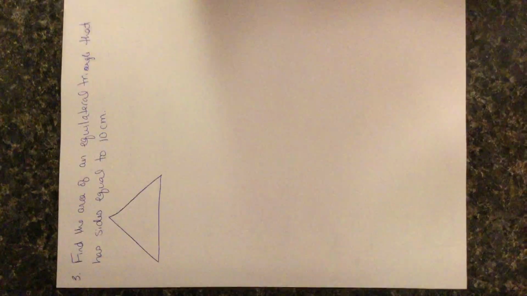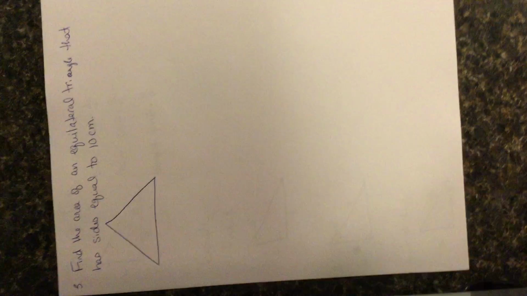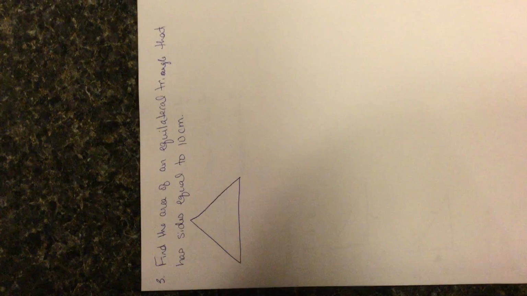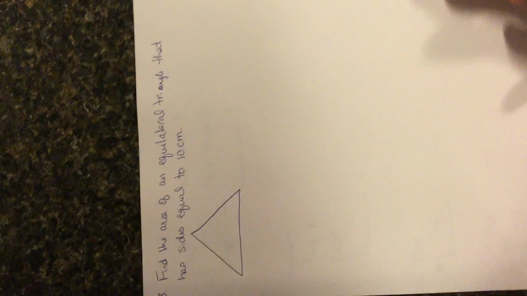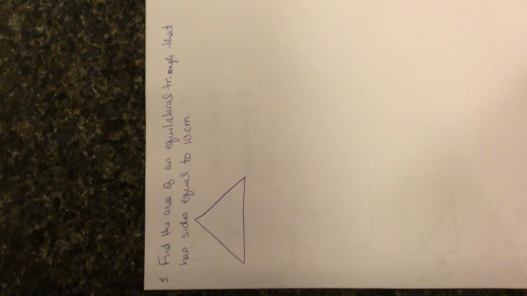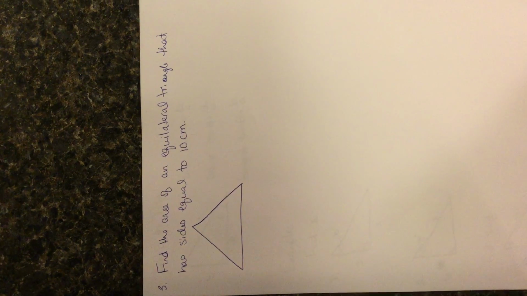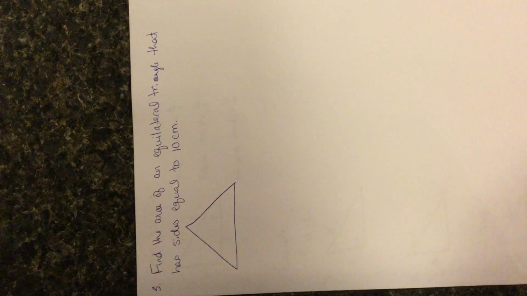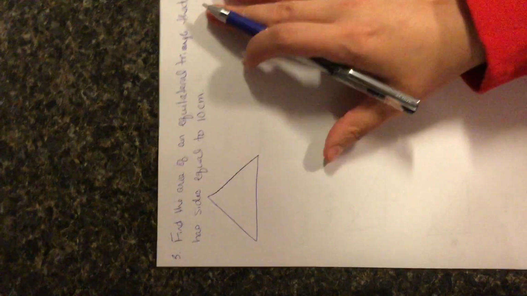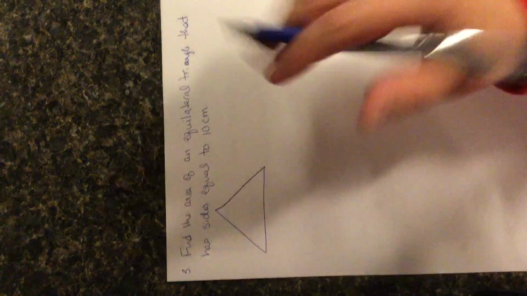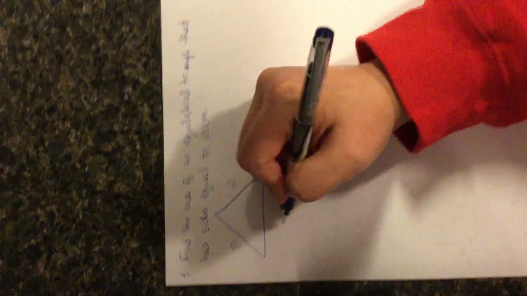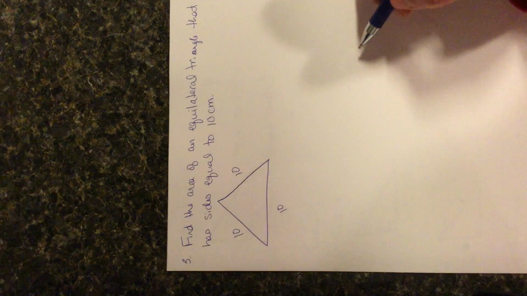So for the last problem, for just an intro to triangles, we have: find the area of an equilateral triangle that has sides equal to 10 centimeters. Here's this equilateral triangle. It's supposed to be that all angles and all sides are equal. So the sides are equal to 10 centimeters. So this is 10, this is 10, and this is 10 centimeters.